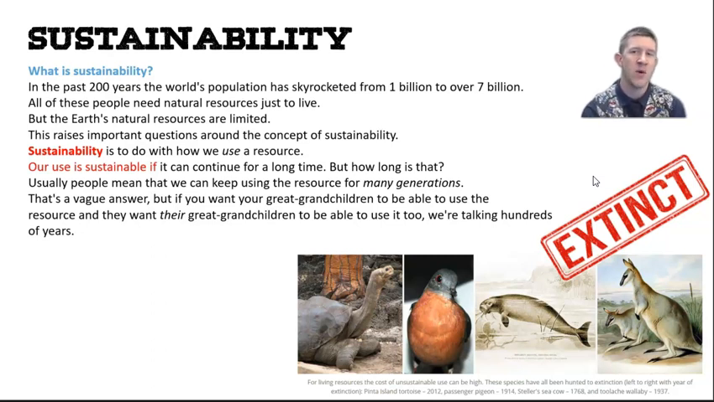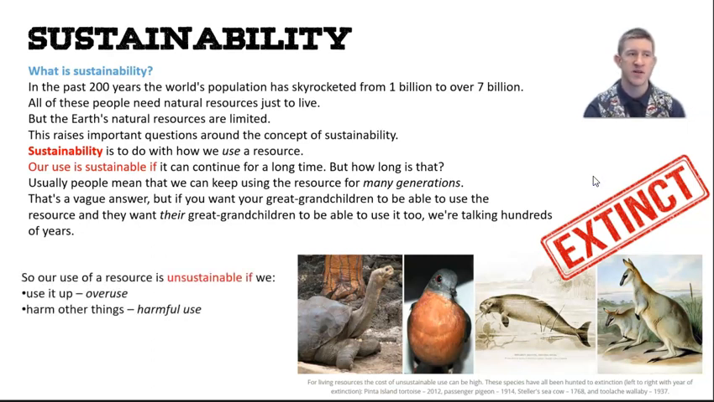Like if I said to you, I want you to sit there quietly, 10 minutes is a long time. But if we're talking about a resource, how long do we want resources to last? How long do they need to last for us to say that they're sustainable? Usually when we talk about this, we're talking about generations. So a resource that's going to be around for your children's children's children, perhaps, we might say that's sustainable. That's a long time. But that's a pretty vague answer. So if you want your great-grandchildren to be able to use the resource, and they want their great-grandchildren to be able to use the resource, we're talking hundreds of years.